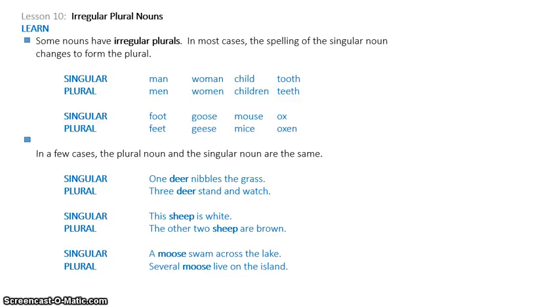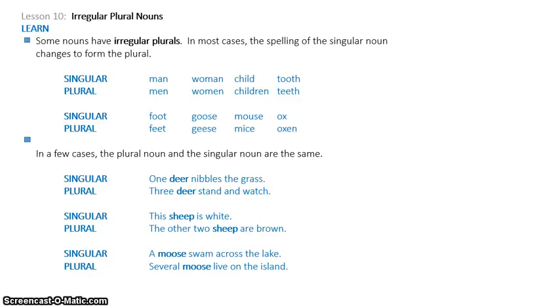There are some tricky ones when we get to, I would say, the S's and stuff. But here's another one. It says foot to feet, goose to geese, mouse to mice, ox to oxen. And that's really just memorizing what it is, because there's no certain pattern. There's nothing where you can memorize a rule and then it works for everything. These are just words you have to memorize.